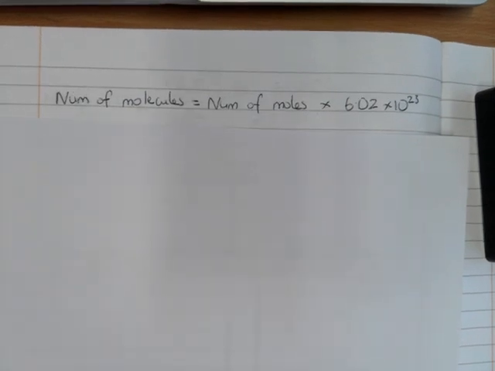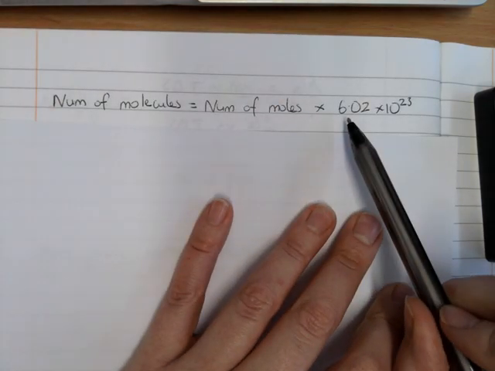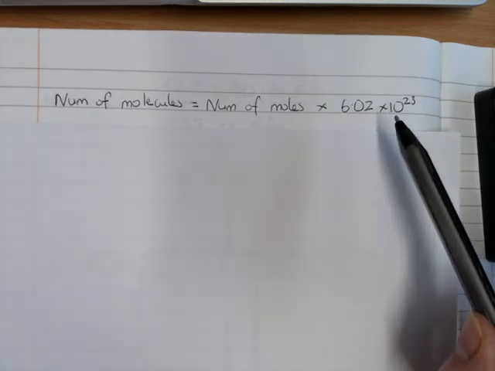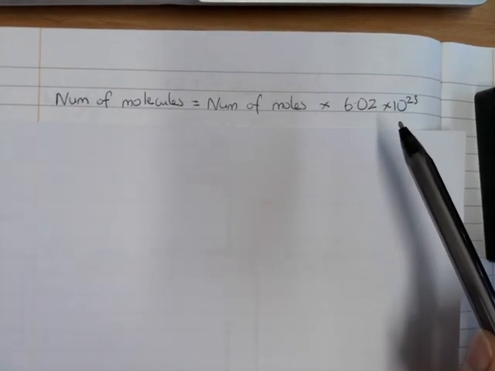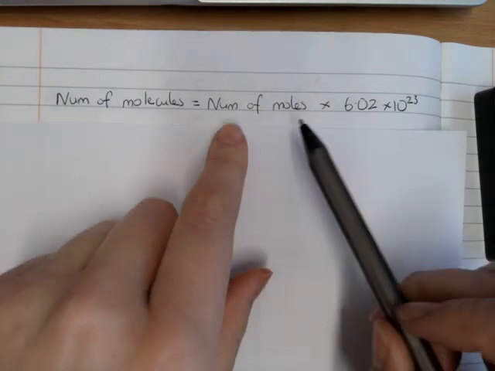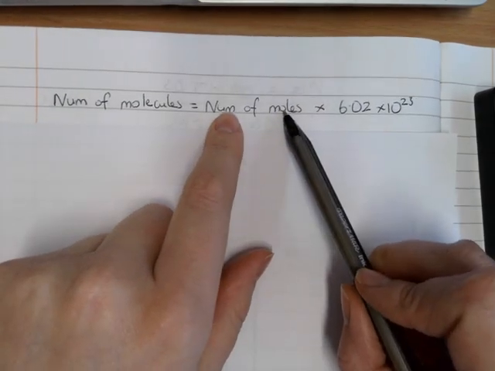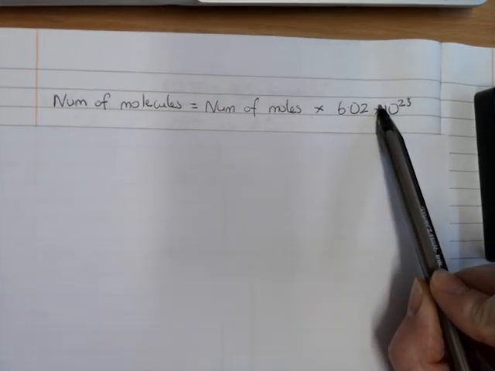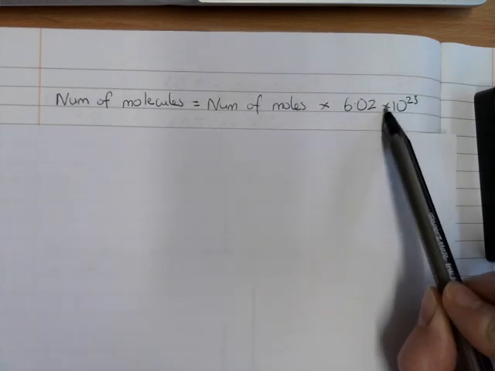So in this video, I'm going to have a look at how to use Avogadro's constant, which is this number here, 6.02 by 10 to the 23. I know these calculations seem difficult, but essentially all you need to do is find out the number of moles and then multiply moles by this number. And you'll know that's what they want you to do because they give you this number in the question.